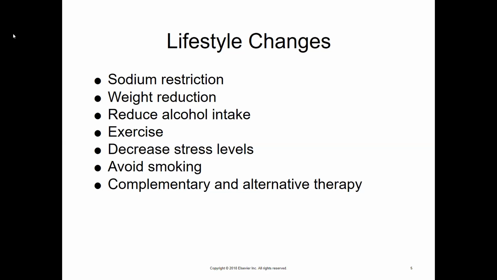Smoking, you want to try to get them to stop smoking if they do smoke. They can use nicotine replacements like the gum, lozenges, or patches. There's also Chantix, different medications that they can go on to help them stop smoking. And then complementary or alternative therapy, sometimes different herbs like garlic, that has been said can help with blood pressure, CoQ10, acupuncture, different things like that.